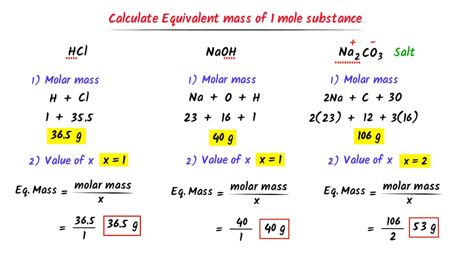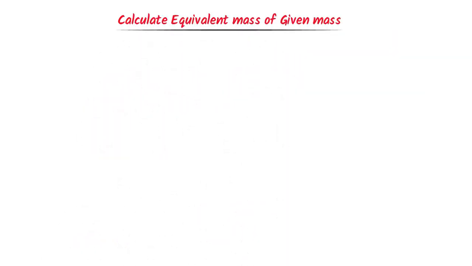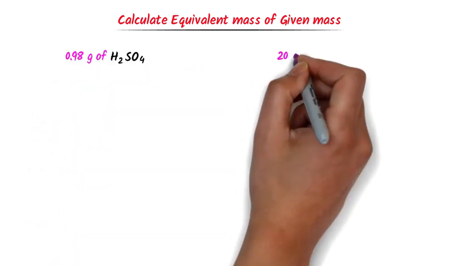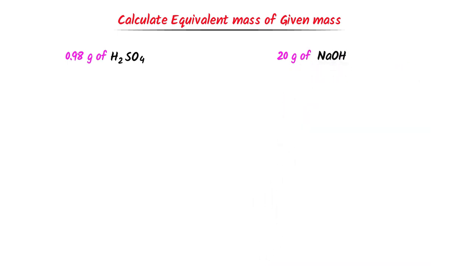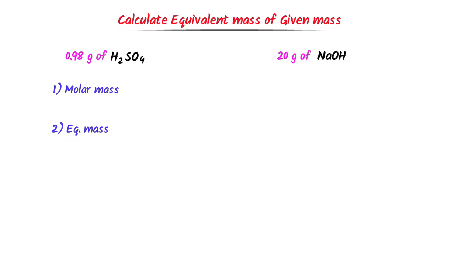Now let me teach you one very important concept which no one is teaching us, and without this concept, we cannot calculate normality easily. For instance, how to calculate equivalent mass of a substance when mass is given. Well, consider 0.98 gram of H2SO4 and 20 gram of sodium hydroxide. Now to calculate number of grams equivalent in 0.98 gram of H2SO4, I follow 3 steps. I find molar mass, then I calculate equivalent mass, and lastly, I find the number of gram equivalent of H2SO4.